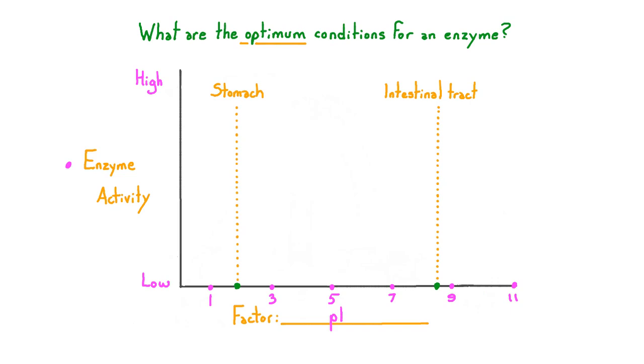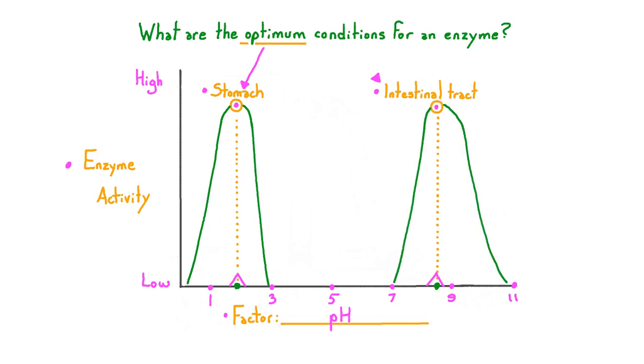Let's use pH as an example of a factor. pH values vary widely along our digestive tract, from low acidic values in our stomach to higher, more basic values in our intestines. Will enzymes in these areas have the same optimum pH? No, enzymes in our stomach have optimum pH values that align with those of the stomach. And the same thing goes for the enzymes in the more basic or alkaline, high pH areas of the intestines.